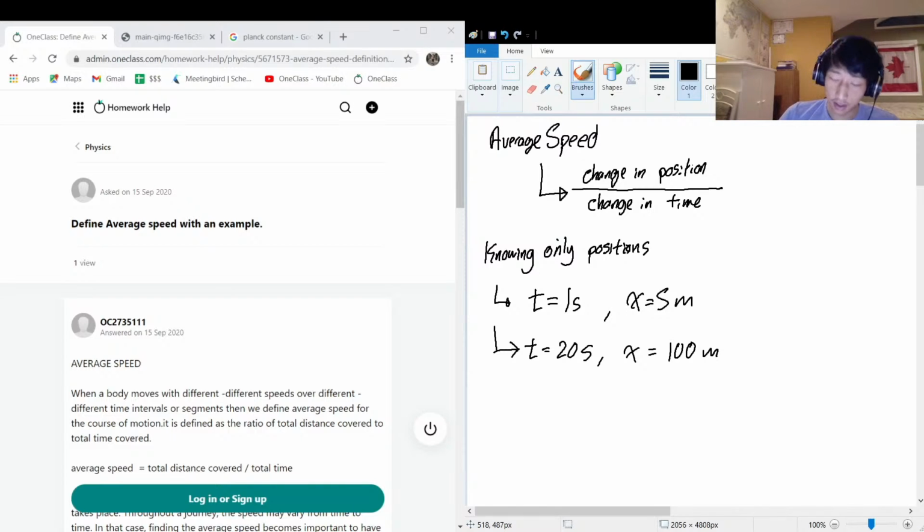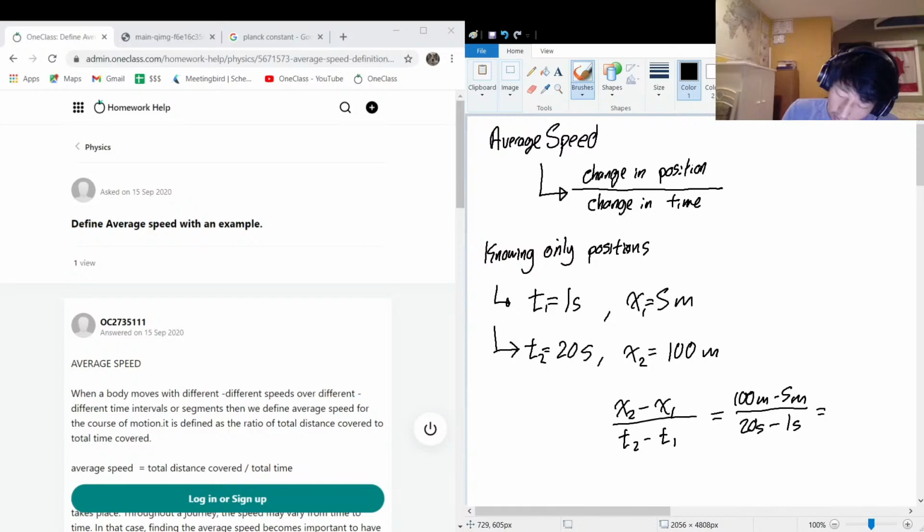It's pretty slow. I think I could do that faster in real life, but just for the sake of the question. So the change in position is going to be, let's give it a t1 x1, t2 x2. So it's going to be x2 minus x1, that's the change in position, divided by the change in time, t2 minus t1, equals 100 meters minus 5 meters divided by 20 seconds minus 1 second. So it would be 95 over 19. 95 divided by 19, in this case, I would be a solid 5 meters per second.